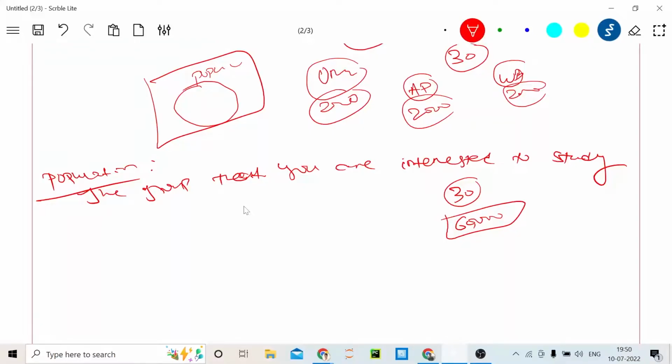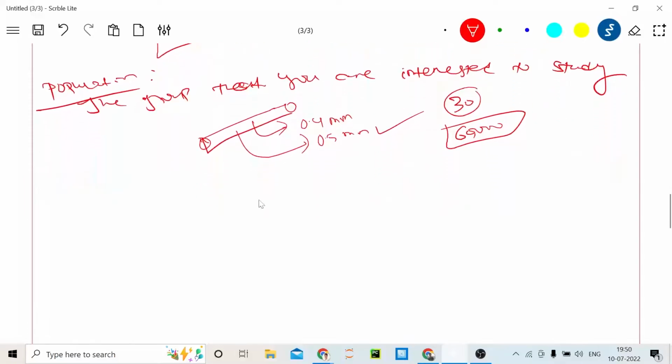Let me give you one more example. There is a company which makes straws. You may use a straw everywhere when you are drinking something. The company claims that the diameter is 0.4 millimeter, and you are supposed to tell that no, the diameter is 0.5 millimeter. You file a case against them, saying the company's claim is not correct, that it is not 0.4 millimeter, actually it is 0.5 millimeter. Then what will you do? What is your sample?